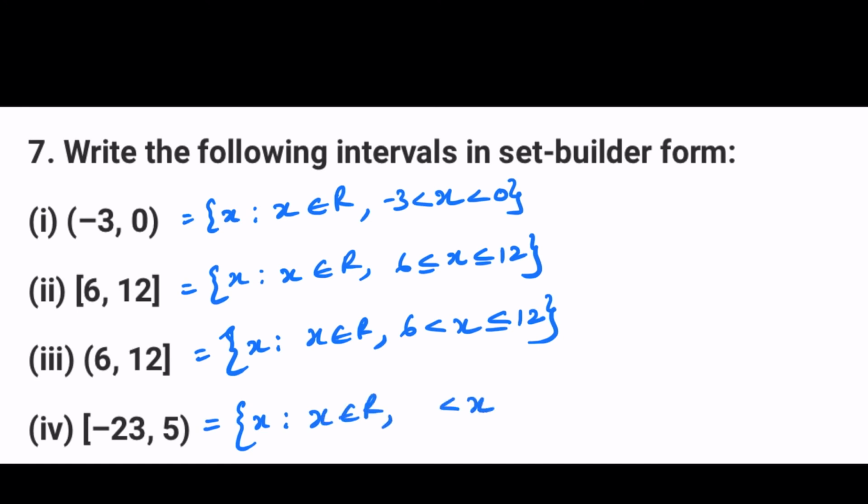X lies between the interval -23 and 5. Here it is including -23 but it is excluding 5. So this is the way we write closed and open intervals, from interval form into set builder form. Next, we'll go into the eighth problem.